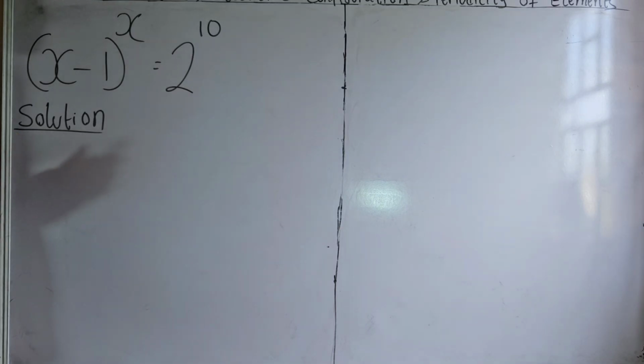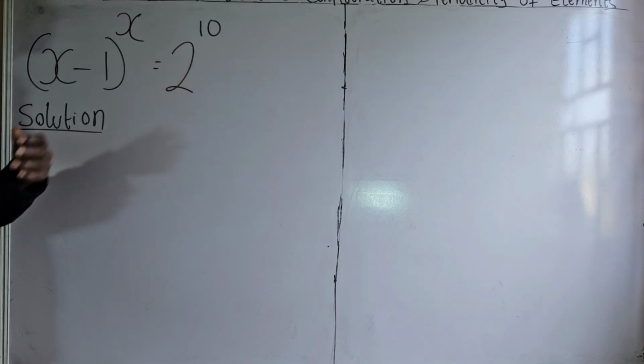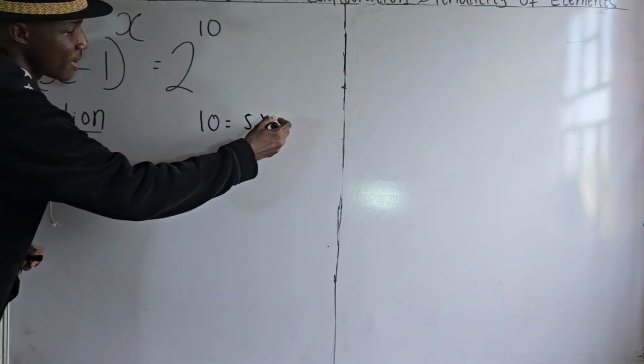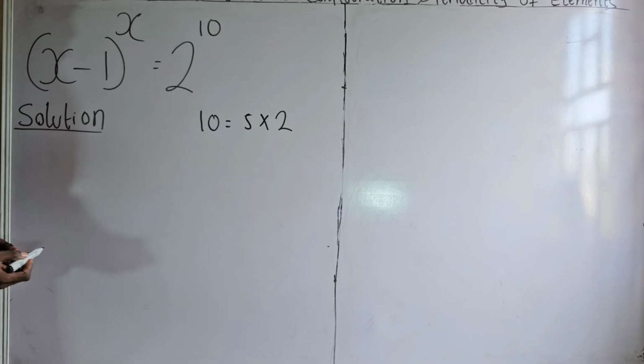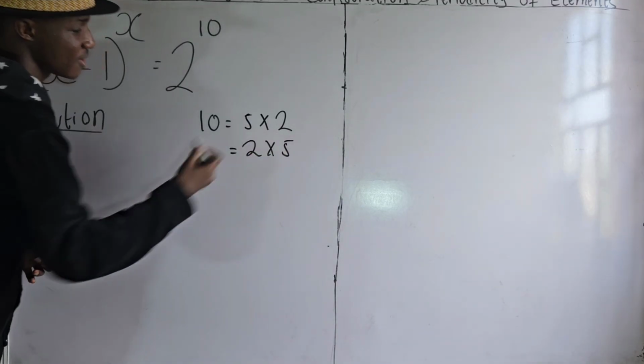Many students end up failing this question, but here I'm going to give you a step-by-step solution on how to handle questions of this kind. Our goal is to find the value of x in (x minus 1) raised to the power of x equals 2 raised to the power of 10. The first thing I want you to know is that 10 can be written as 5 multiplied by 2. Also, it can be written as 2 multiplied by 5.